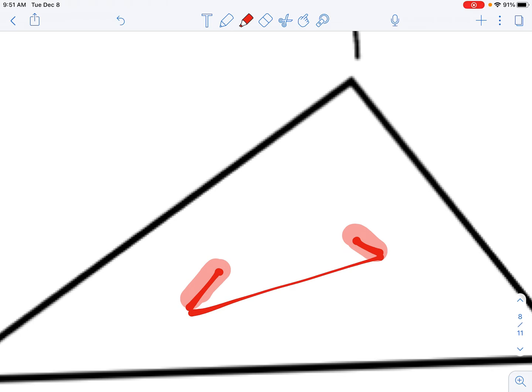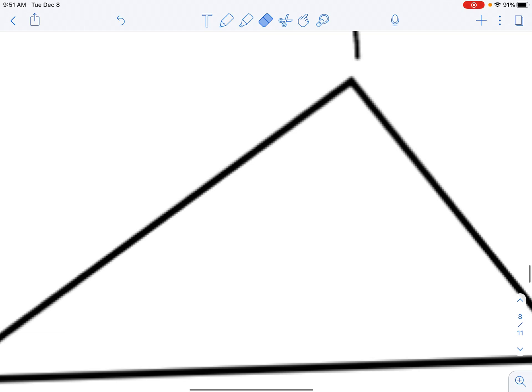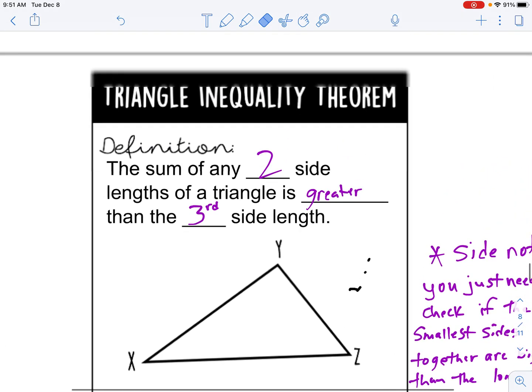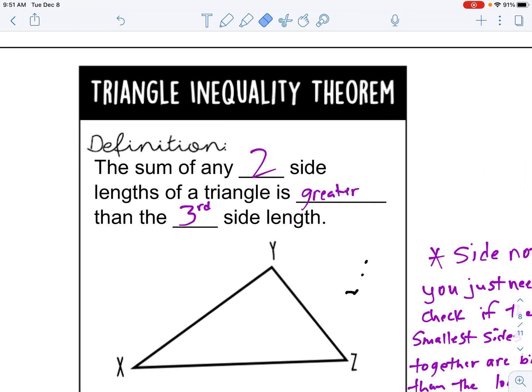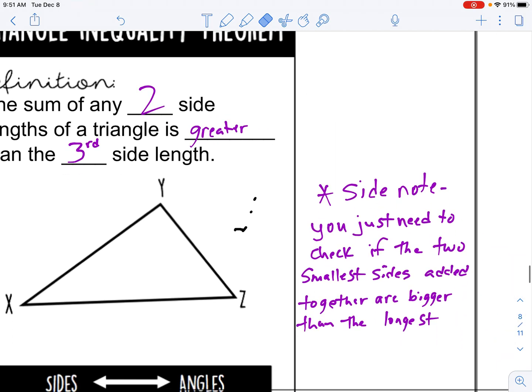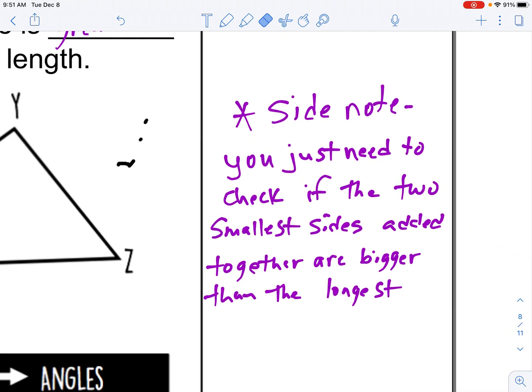So we can look at side measures and know for sure which ones are going to make a triangle and which ones are not based off of the lengths. All right, so we don't have to cut out pieces and try to form the triangles like we are right here. Okay, and that's what this triangle inequality theorem says. The sum of two side lengths has to be greater than the third. Side note, you just need to check if the two smallest sides added together are bigger than the longest. Okay?